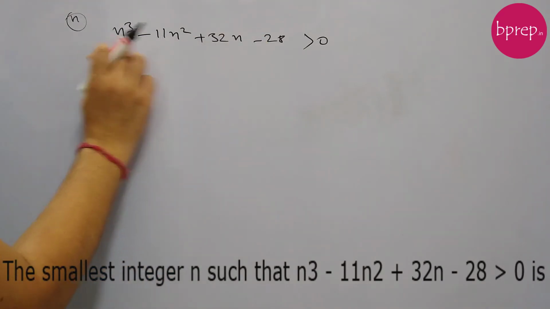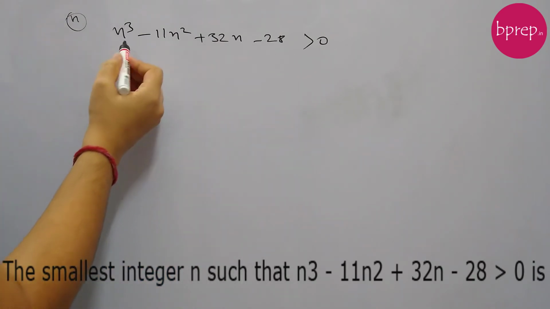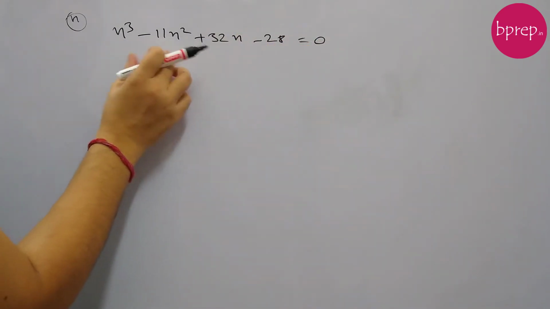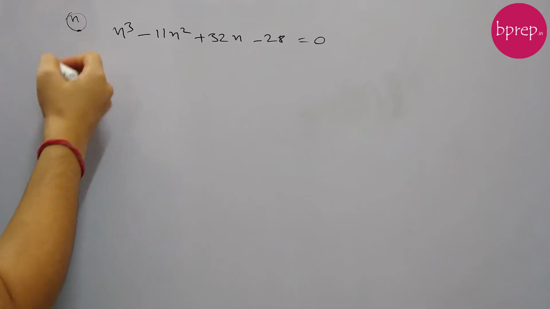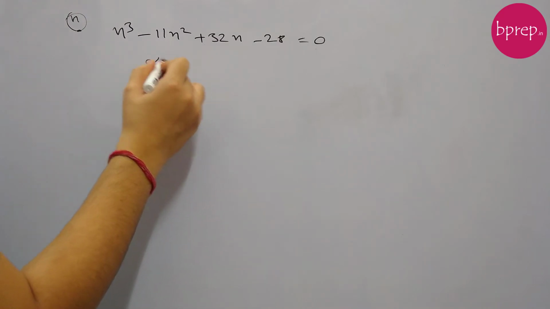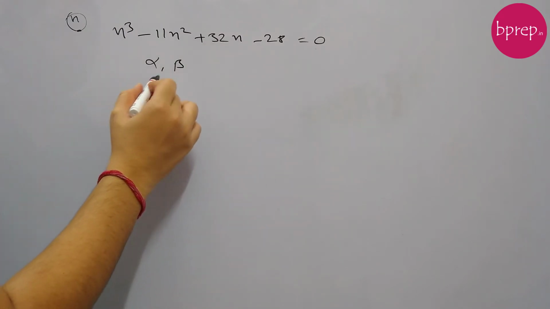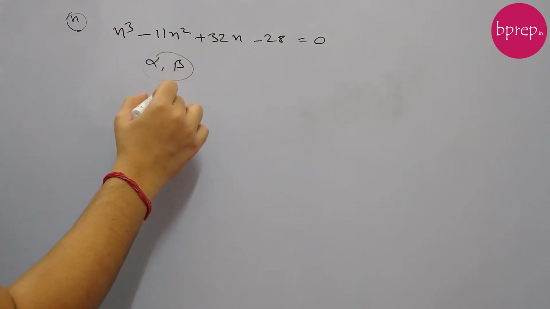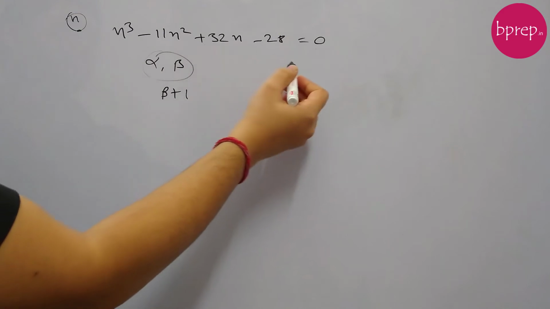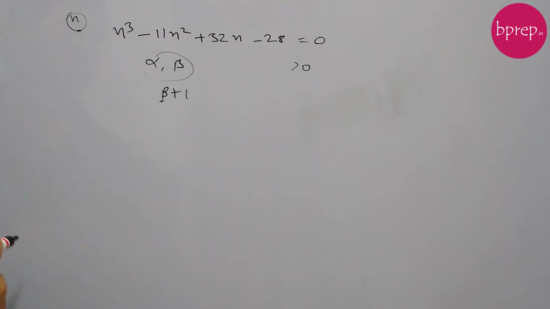we need to find the value of n for which the value of this expression will be greater than 0. If we say this is equal to 0, then the values of n which are roots of this equation will make its value 0. Let's say alpha and beta are roots of this equation. Then out of alpha or beta, whichever is the highest, plus 1 will make the value of the expression greater than 0. So if beta is the highest value, then beta plus 1 will make the value greater than 0, because beta is making its value 0.